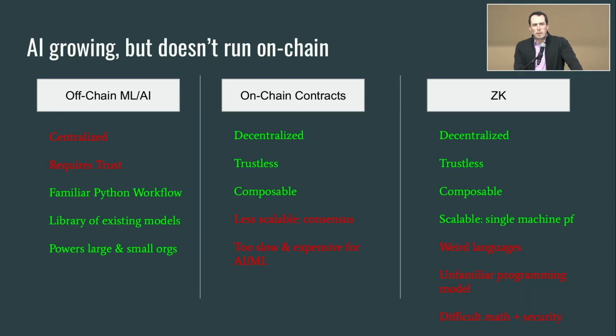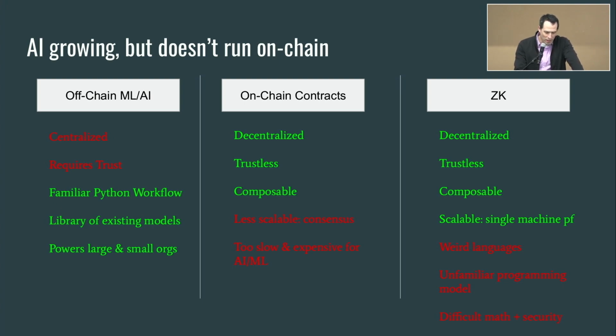So people like AI, it's the hottest thing. But in reality, of course, it's been a big part of what powers large and small organizations for a long time. It's centralized. It requires trusting the person running the AI. But of course, it's a familiar Python workflow. There's lots of models we can work with.